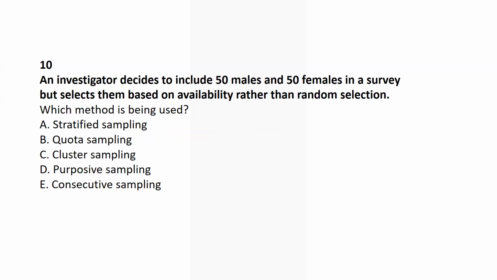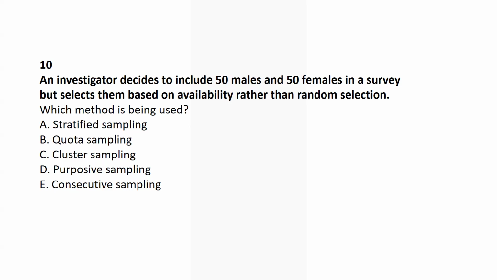Question number ten: an investigator decides to include 50 males and 50 females in a survey but selects them based on availability rather than random selection. Which method is this? Option A, stratified; B, quota; C, cluster; D, purposive; and E, consecutive. B is the right answer.